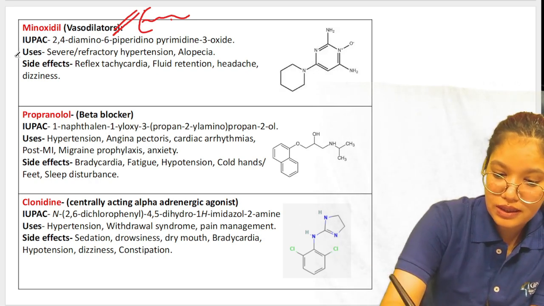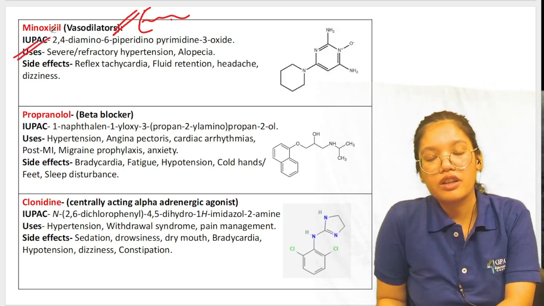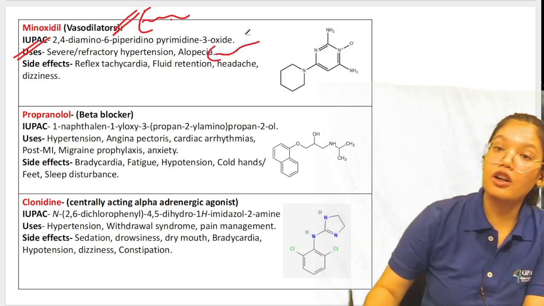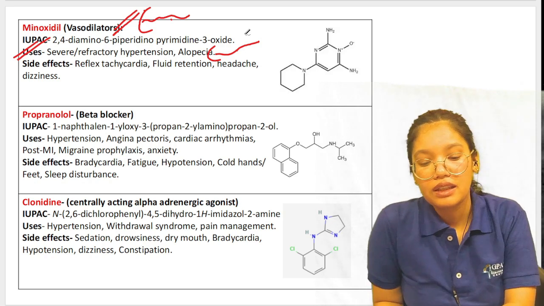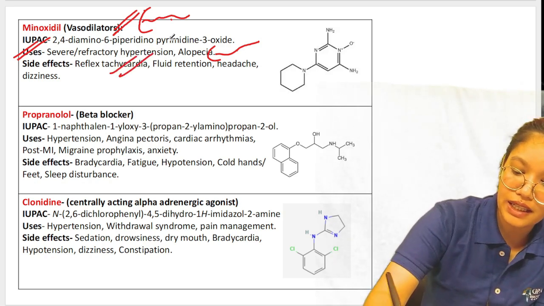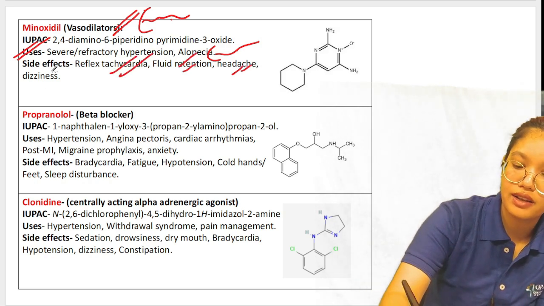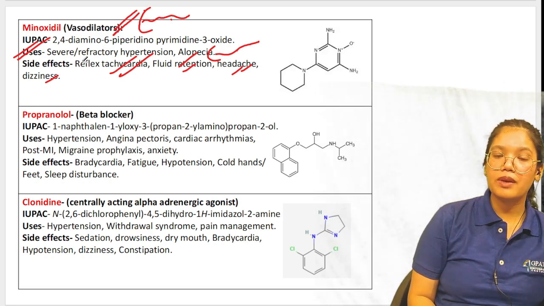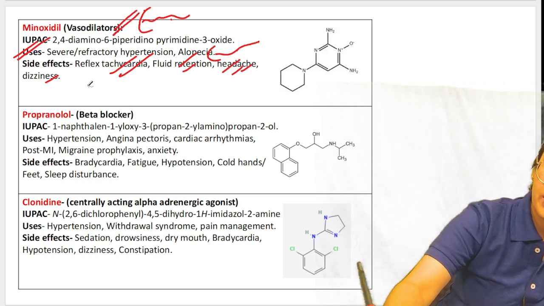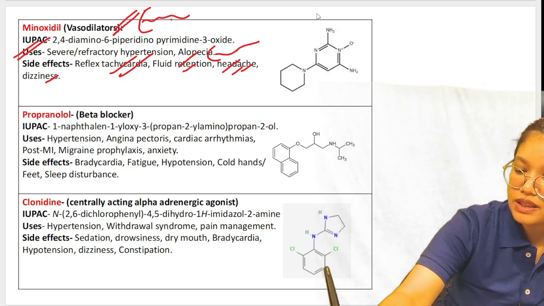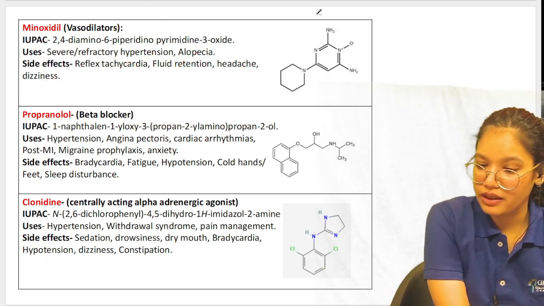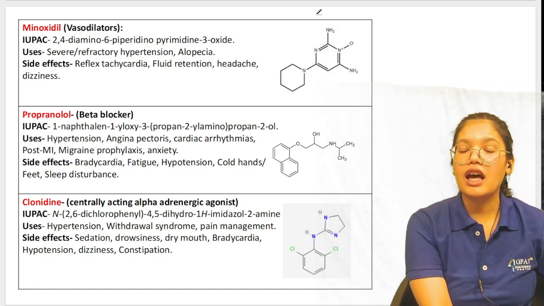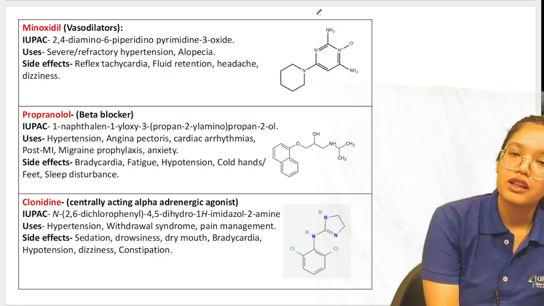Now, uses: we have severe or refractory hypertension, we can use that. Then alopecia, the hair loss, we can use this minoxidil. Then side effects: reflex tachycardia, fluid retention, headache, dizziness. Okay, as minoxidil is causing the dilation of the blood vessels, headaches and dizziness are very common side effects we get with vasodilators. Just remember that wherever there is vasodilation happening, we can have side effects of headache and dizziness.